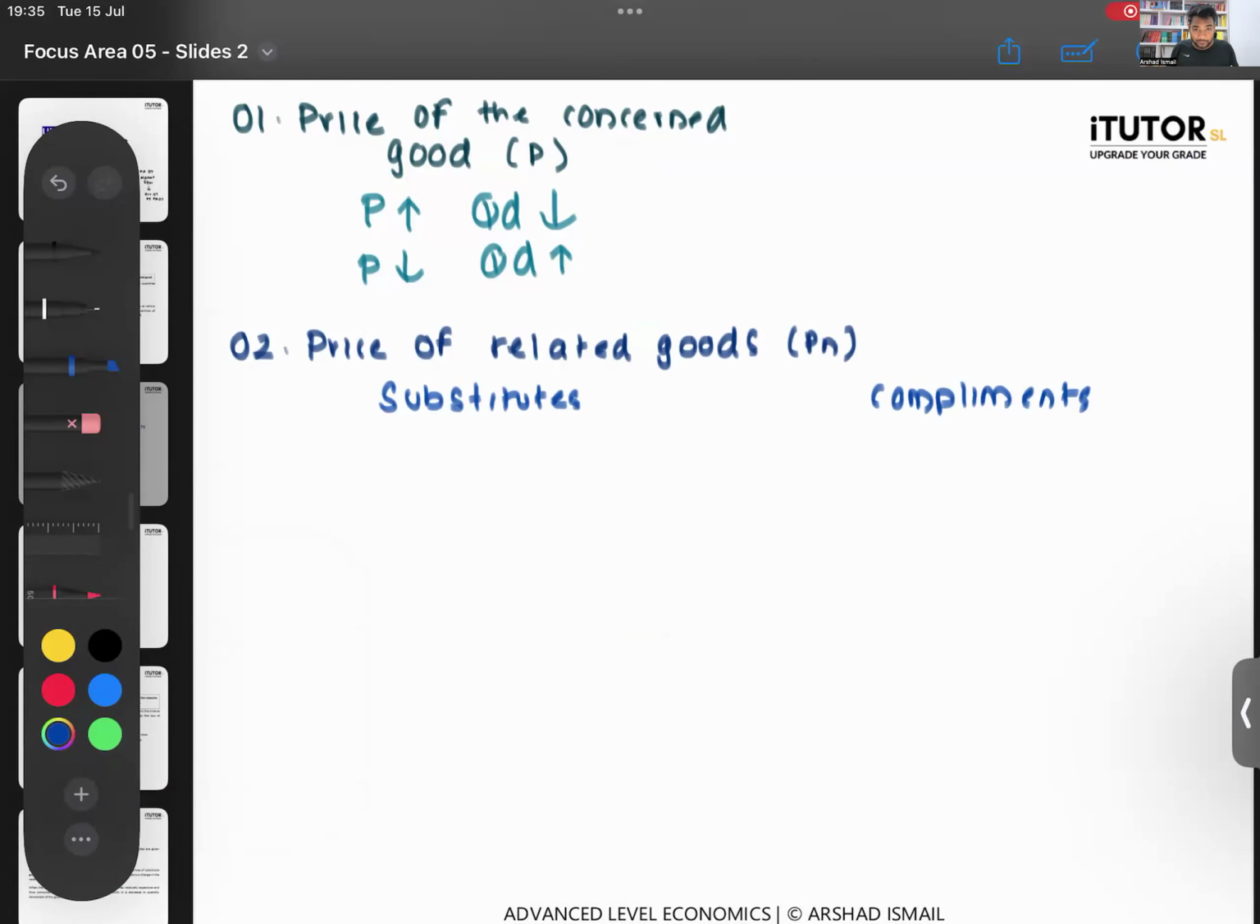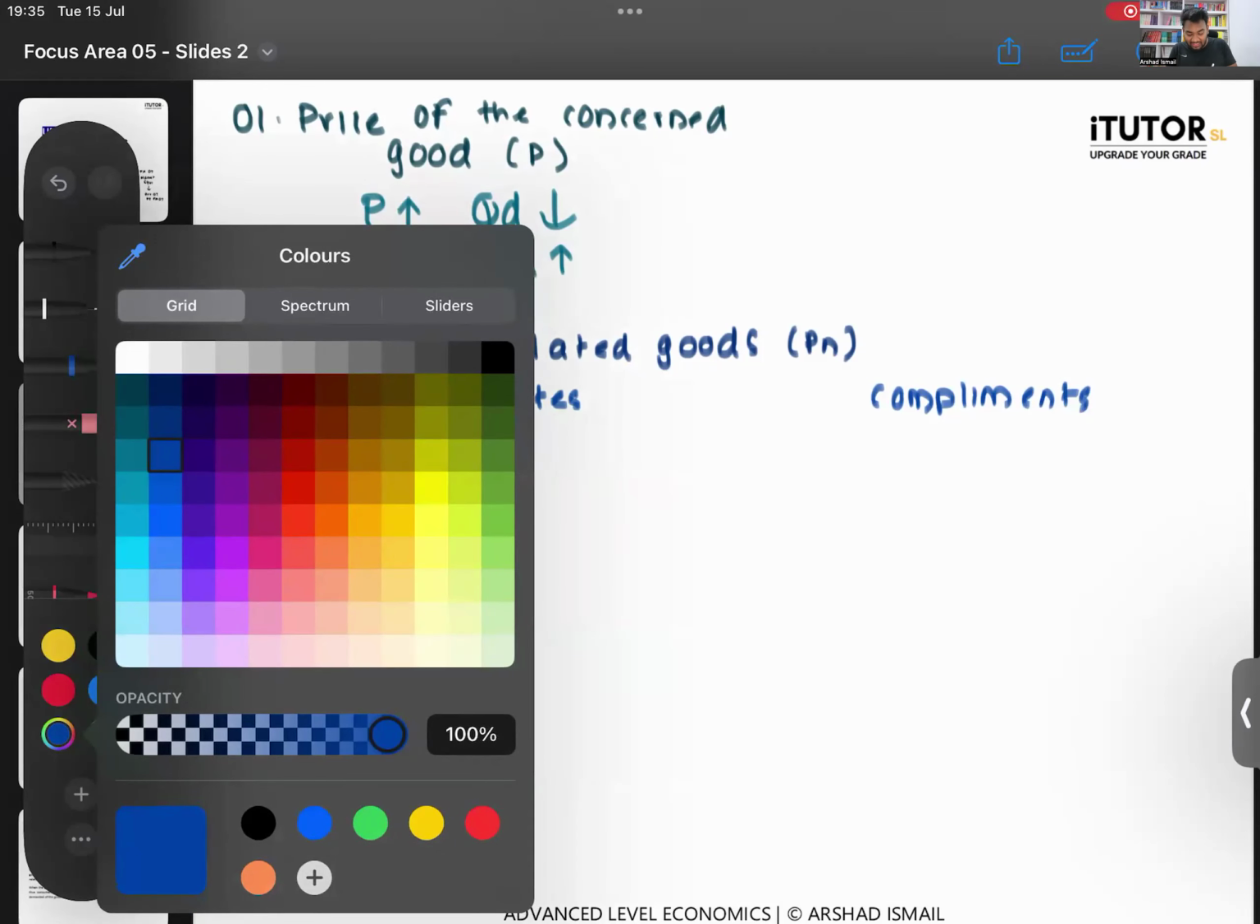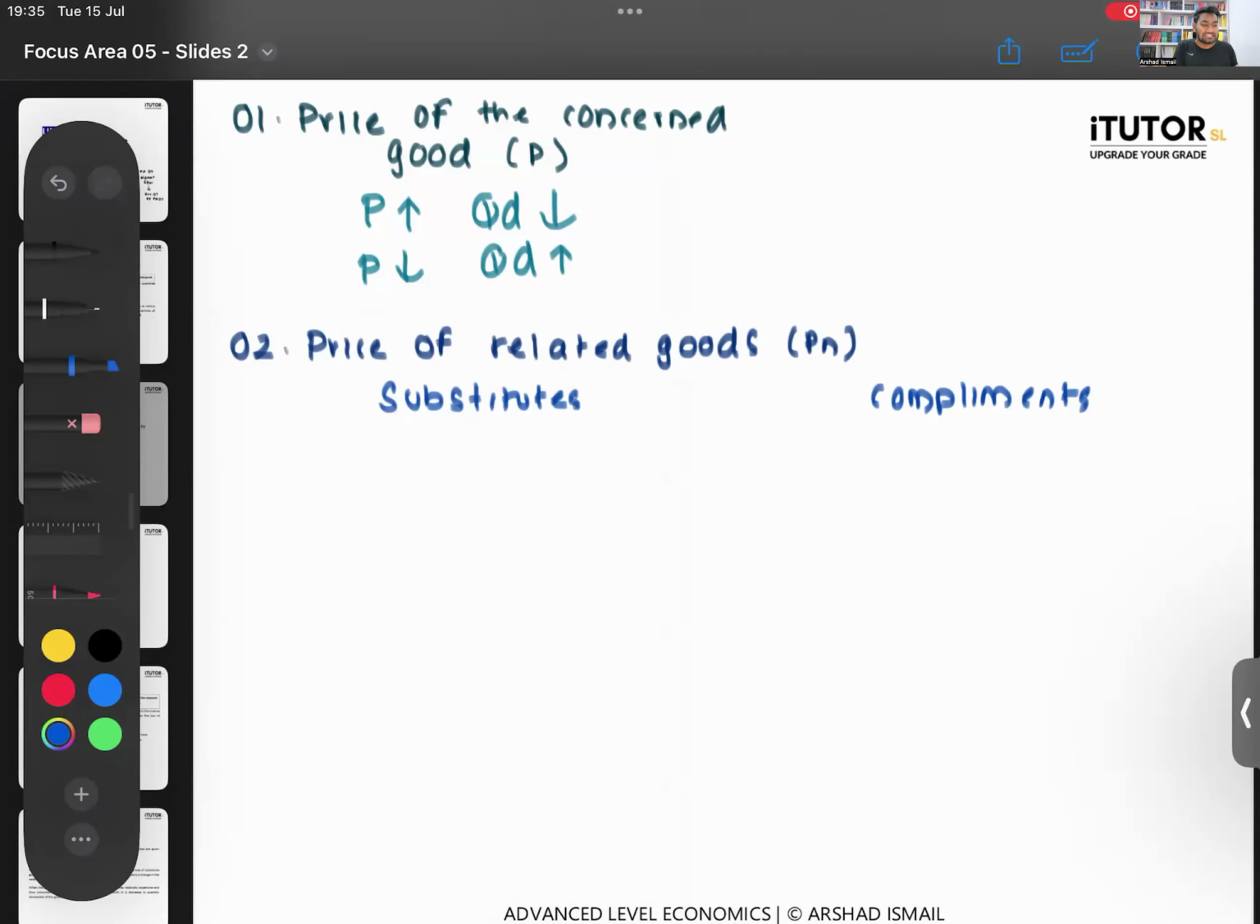What is a substitute? A substitute is a good that can be consumed instead of one another. Instead of this, you can buy this. That is what you call a substitute. For example, instead of buying Coca-Cola, you can buy Pepsi. Instead of buying Coca-Cola, you can drink a bottle of water. Exactly, it satisfies the same human need. Maybe Coca-Cola and Pepsi, or maybe my tuition class and others' classes. They are substitutes.